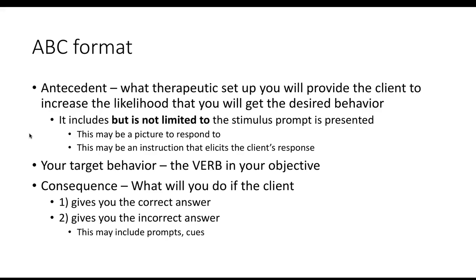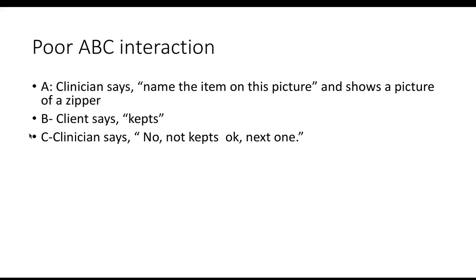I like students to write the ABC format around their objectives, right? Because their objectives are kind of driving their therapy. So what are these antecedents? What is this behavior? And what are the consequences that you are going to provide? So this is an example of a poor ABC interaction, and this is an interaction, okay? This is not the plan, okay? But this is what the interaction looks like.